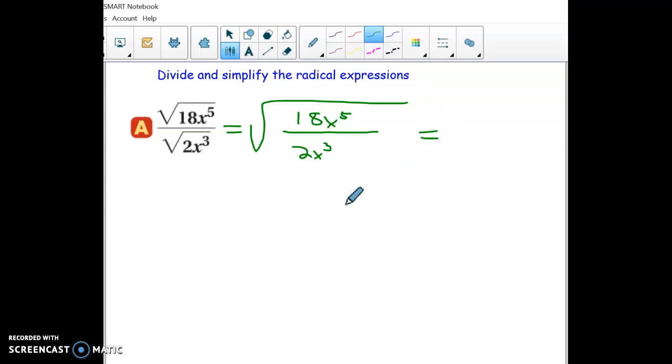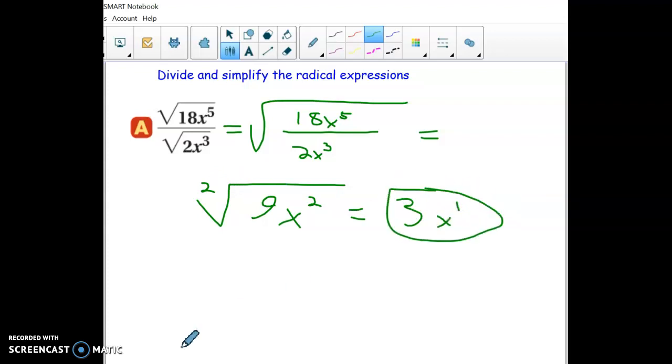Okay, and what happens on this is 18 and 2, you can divide that to be 9, or like 9 over 1. And then x to the 5th over x cubed, you just subtract those exponents to get x squared. Now these are nice and neat because the square root of 9 is just 3. And then if you divide the exponent by the index, you get x to the 1st. And that one cleans up nice and pretty. So on a divide one, you just kind of make it into one and simplify from there.